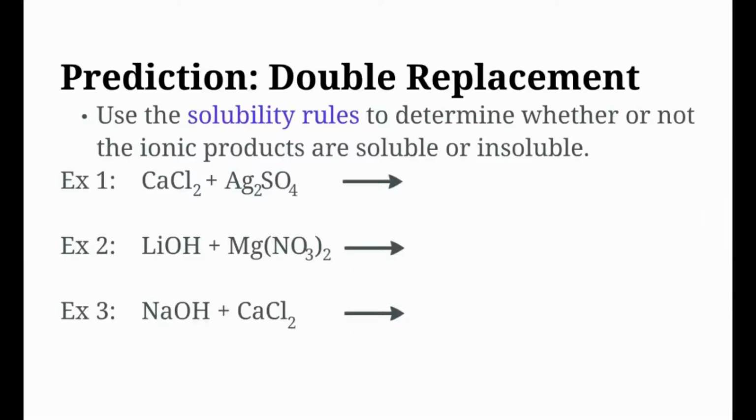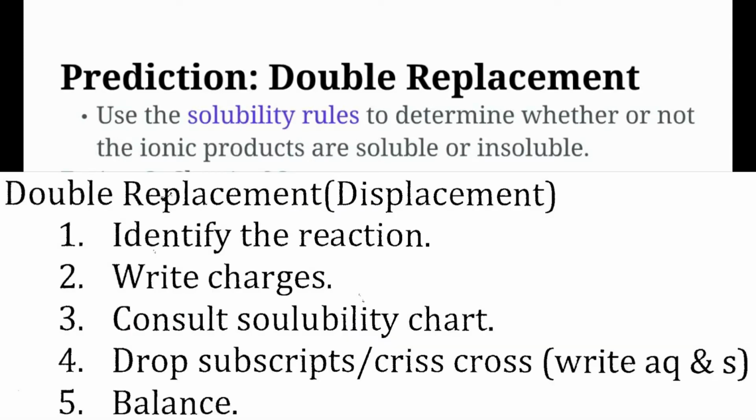That's it. If you get two AQs, you can't do anything. It's going to be clear and clear. You mix two clears and you just get clear. Now, because this guy is formed, that means the reaction did take place. It fell out of solution. Everything else, you can't really see.